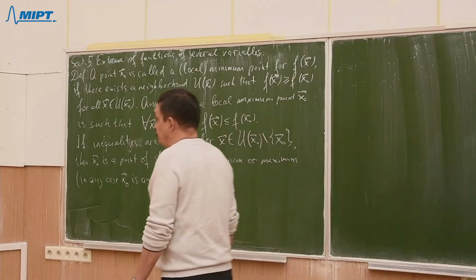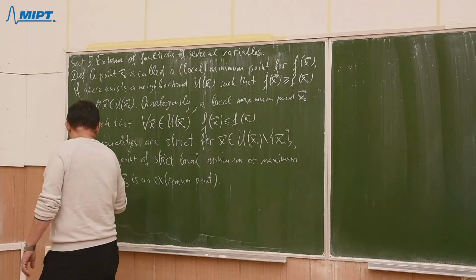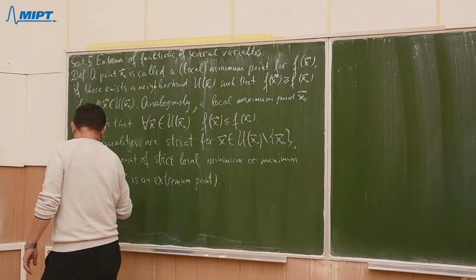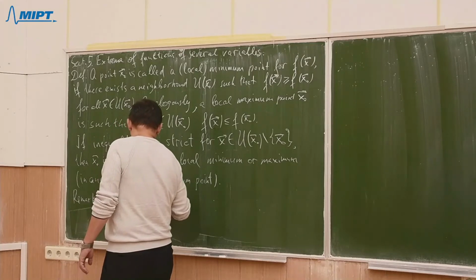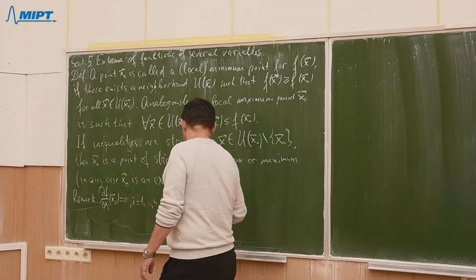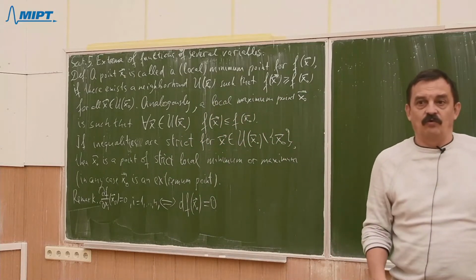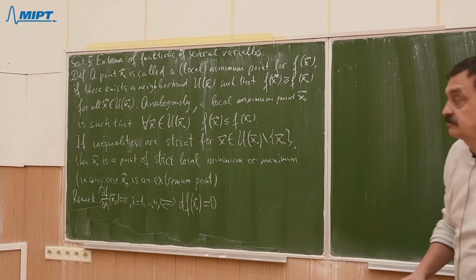Let me write a remark. The condition that all partial derivatives are equal to 0, for i from 1 up to n, is equivalent to saying that the differential of our function at x naught is identically 0. Why is this true? Because the differential is a linear function with respect to the variables dx1 through dxn, with the partial derivatives as coefficients. So if the partial derivatives are zeros, the differential is 0.